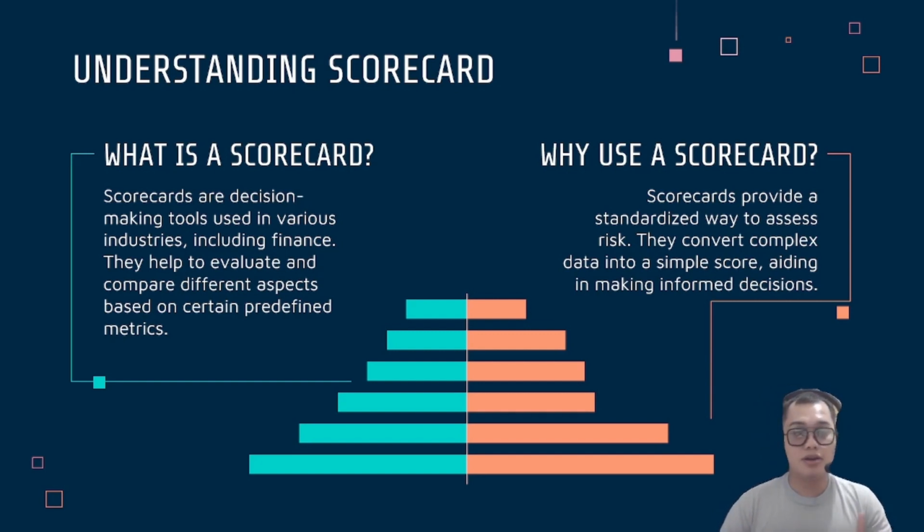And maybe you are wondering why we use a scorecard? Scorecards provide a standardized way to assess risk. They convert complex data into simple scores, aiding in making informed decisions. So it will be much easier to predict. Not really to predict, it will be much easier to know whether this loan, or whether this borrower, will default or not. We can know whether someone will be a bad or a good borrower. Well, you get the idea.